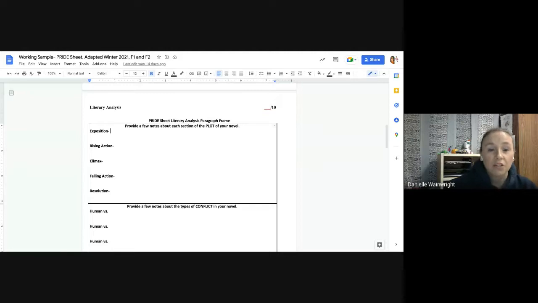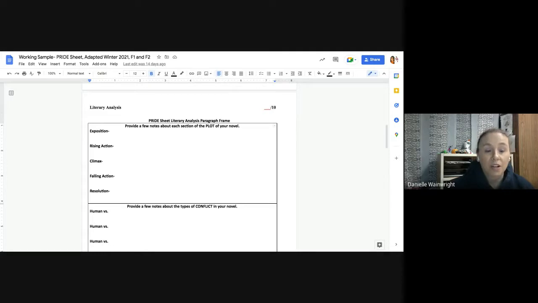So basically what you're going to do is provide some notes about each part of your novel. And your goal, as always, is to show me that you understand what these elements are, so did you understand what an exposition is and different types of conflict and so on, but also that you understand your book, right? So it's always twofold. There's always two goals here, okay?